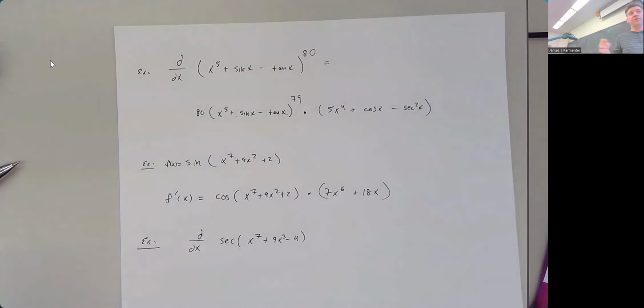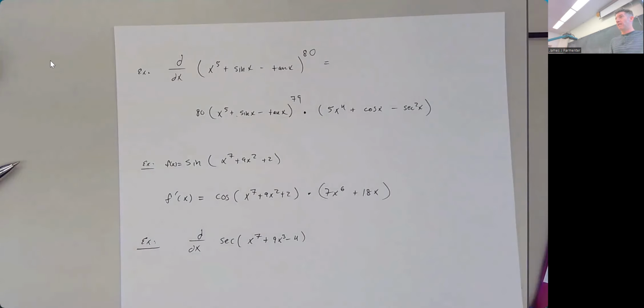When I'm first encountering the chain rule, I'm always like, well, what's the derivative of my function of just x? What's the derivative of secant of x? So you definitely want to memorize these. The derivative of secant of x is secant of x times tangent of x.